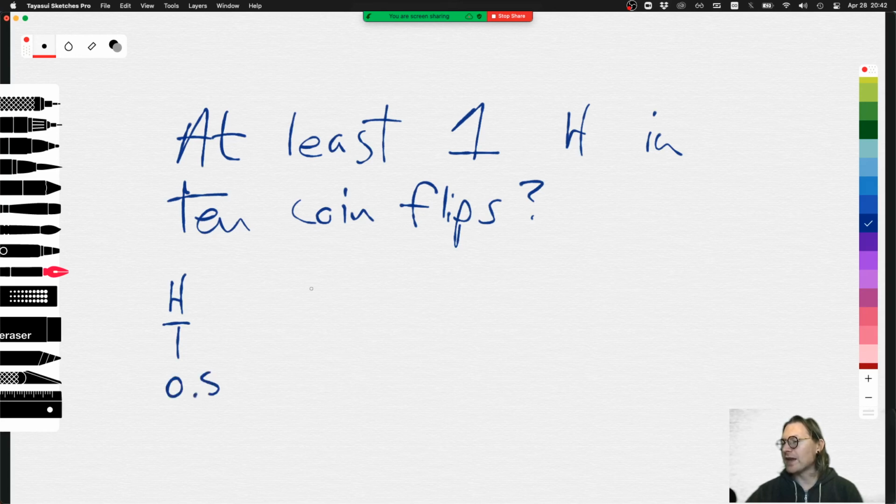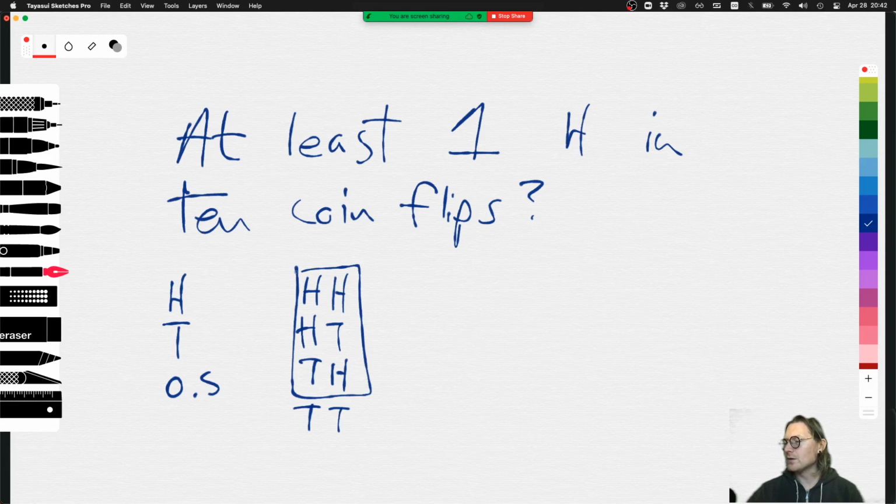And what about getting at least one heads in two coin flips? Heads, heads, heads, tails, tails, heads, tails, tails. That's going to be 0.75, right?